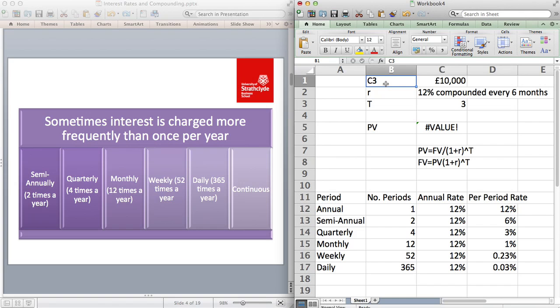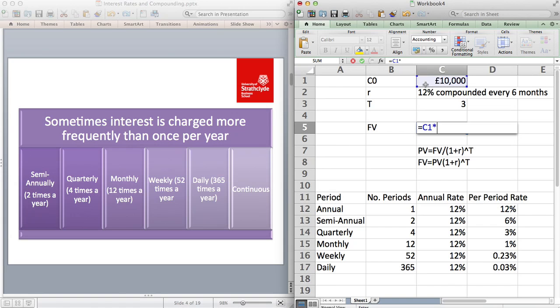So let's go up to this example and change it. This is C0, it's 10,000. R is 12% every 6 months. We're looking at time T. What is the future value? The future value is equal to 10,000 multiplied by 1 plus, now the R we're going to use is the 12% compounded every 6 months, so it's 1 plus 0.06.